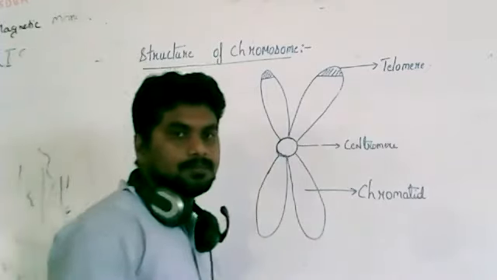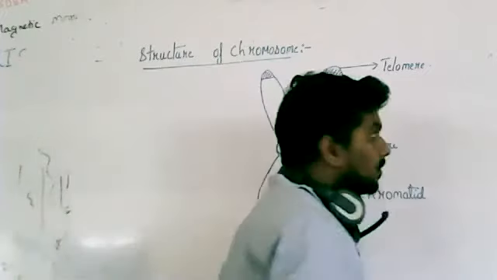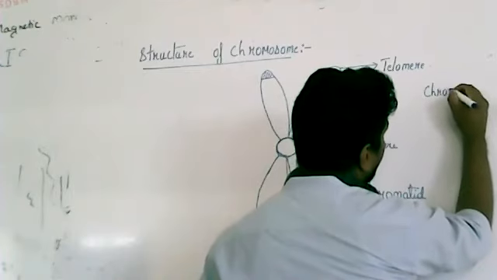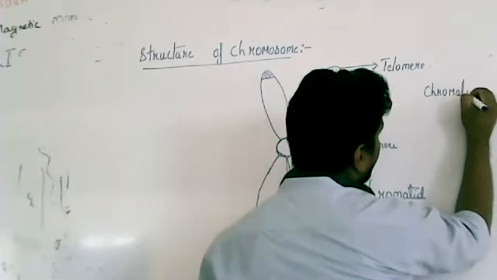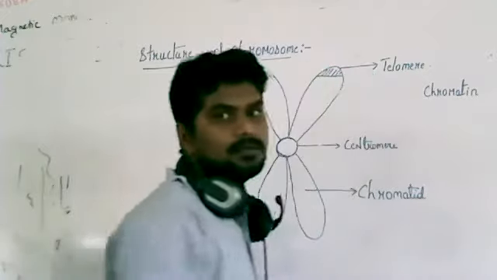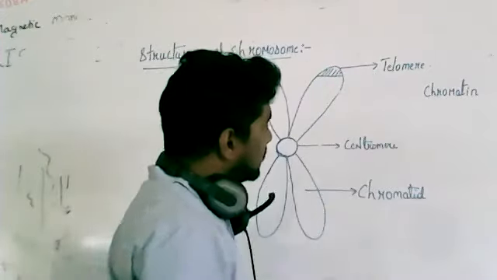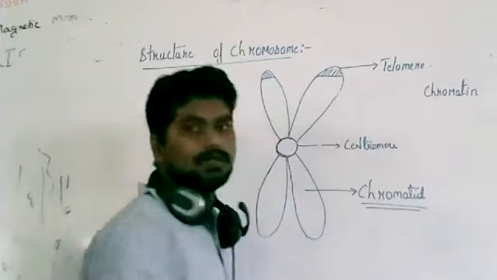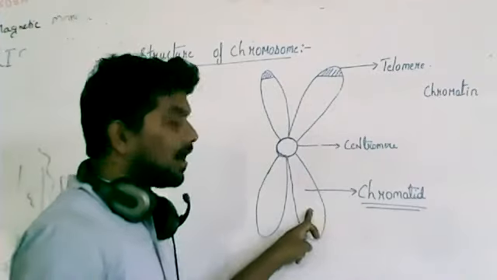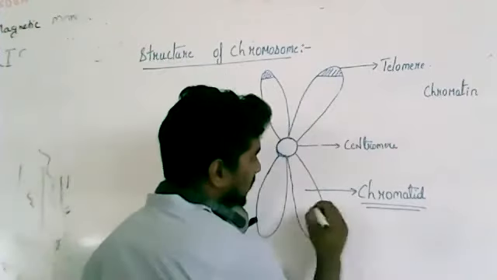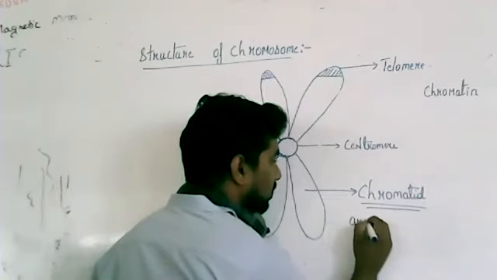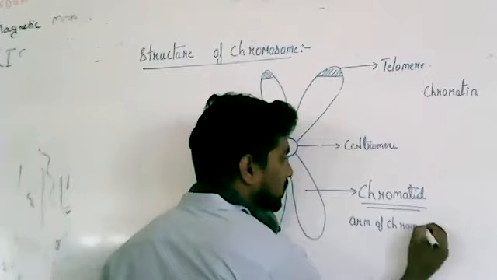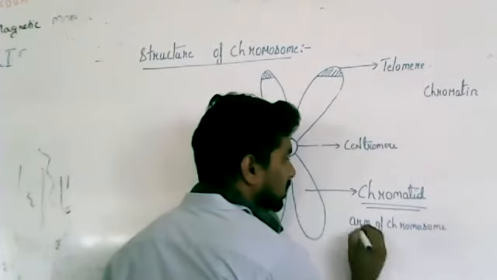Okay. Now, there is one more term which is called chromatin. Chromatin, C-H-R-O-M-A-T-I-N. Now here there is a term which is called chromatid. So this is different and chromatin is different. Chromatid means arm of chromosome. So these are called arms. Arm of chromosome is called chromatid. Okay.